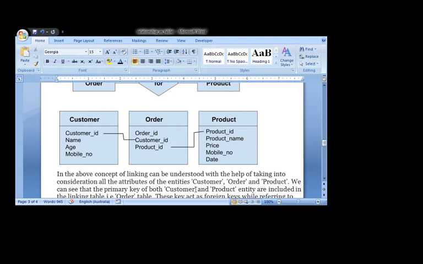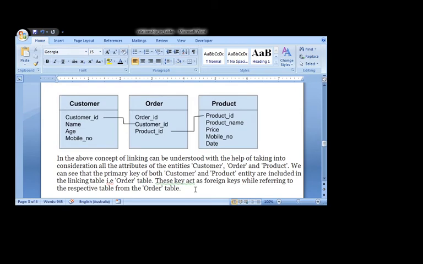In the above concept, customer table, order table, product table, we can see the primary keys of both customer and product are included in the linking table, the order table. These keys act as the foreign key while referring to the respective table from the order table. Customer ID is the primary key in the customer table, but it is again the customer ID in the order table, that is a foreign key.